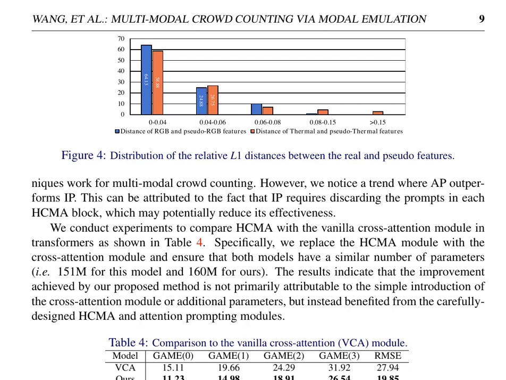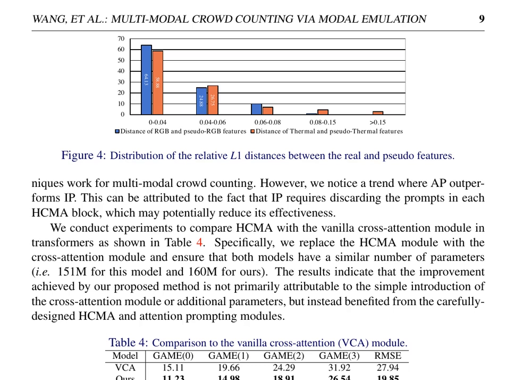The authors investigate the effectiveness of their proposed method, HCMA, for multimodal crowd counting. They observe that HCMA outperforms the IP technique, potentially reducing its effectiveness by discarding prompts in each HCMA block. To validate their approach, they compare HCMA with the vanilla cross-attention module in transformers, ensuring both models have a similar number of parameters. The results in Table 4 demonstrate that the improvement achieved by HCMA is not primarily due to the introduction of the cross-attention module or additional parameters, but rather the carefully designed HCMA and attention prompting modules.